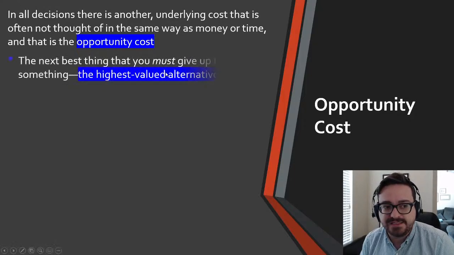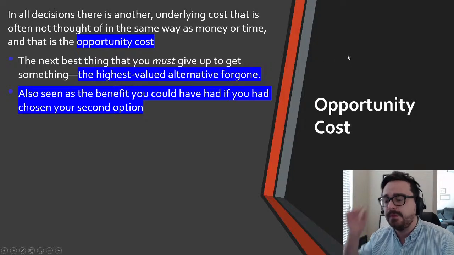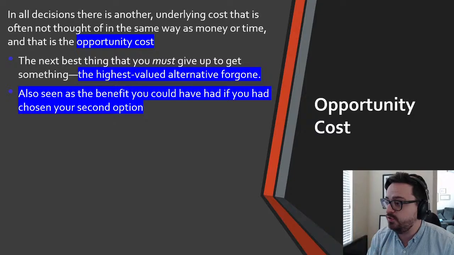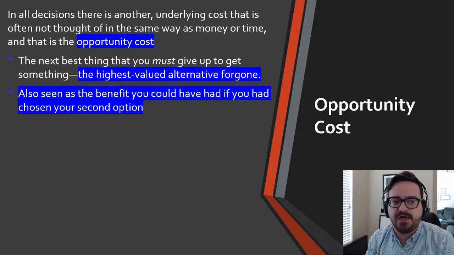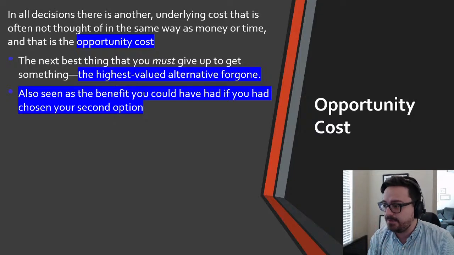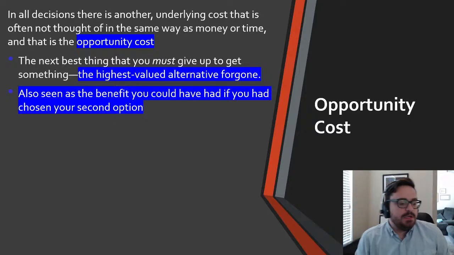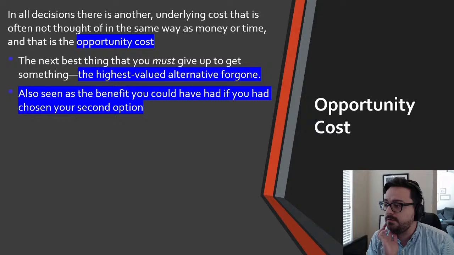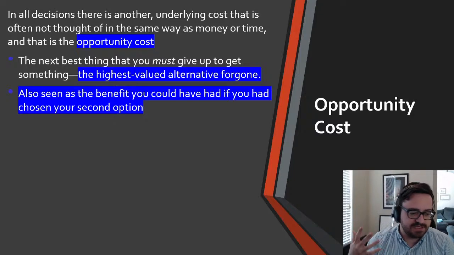What that is, and I'll put a couple of definitions down, is the next best thing you had to give up in order to do or get something. It could also be thought of as the benefit you would have gotten if you had chosen your second option. Like, what do you mean? Let's play this example out. A lot of you guys are trying to pick between colleges that you would like to go to. Some of you might even have an official list that you're picking from. You've got like a top 5 or a top 10. For me, when I was in high school, I had 3. There were 3 schools that I was really thinking of.